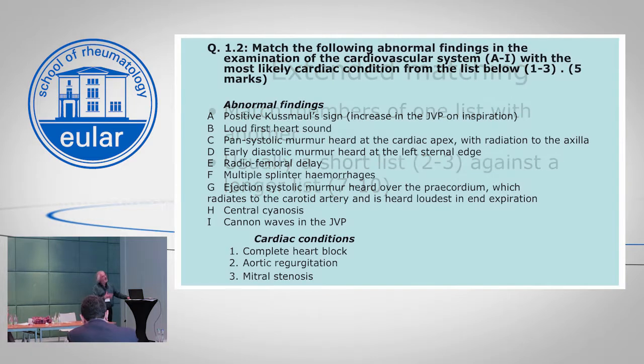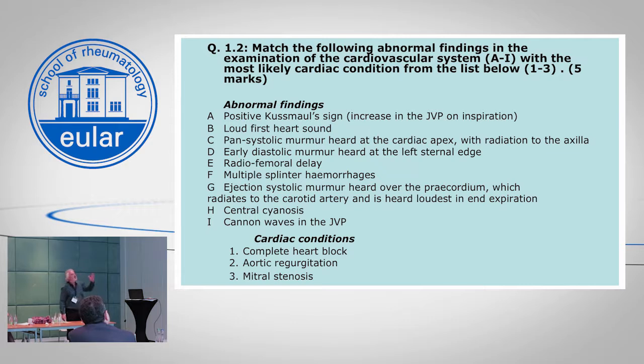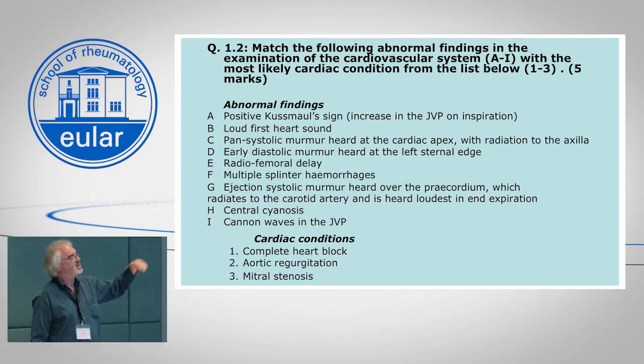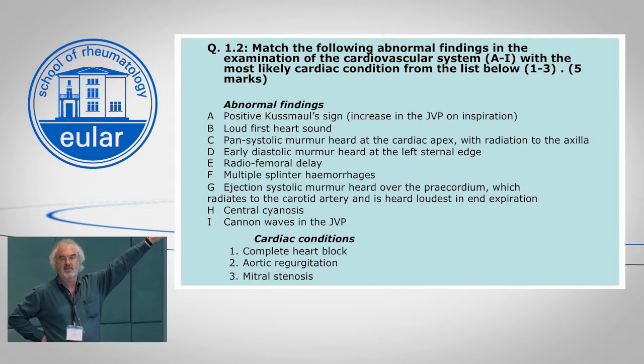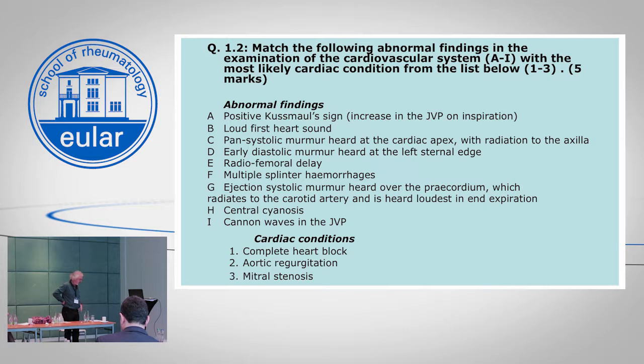Okay? And here's a typical one. This is a sort of cardiology question. And in this case, you haven't got a clinical scenario, you've just got cardiac conditions. So at the bottom, you've got 3 cardiac conditions, and at the top, you've got abnormal findings that you might find on examination. You've got to map the 3 at the bottom against the appropriate abnormal finding that you might hear on examination.